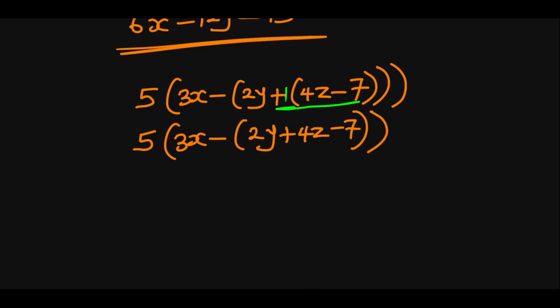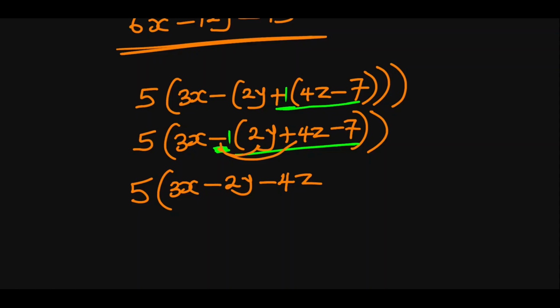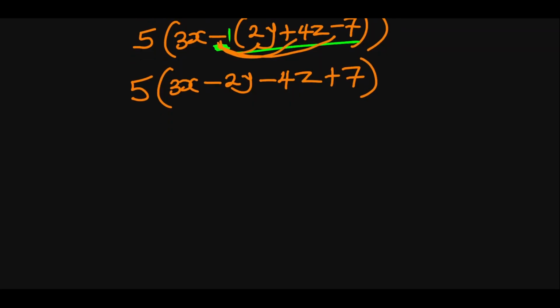So we go to the next one, which is this one. What is beside it? Minus. So the minus 1, we multiply everything in the bracket to give us 5 into 3x minus 2y. That's if this multiplies this. Then if this multiplies this, it gives us minus 4z. Then if this multiplies this, it gives us plus 7. So we have one more bracket left.